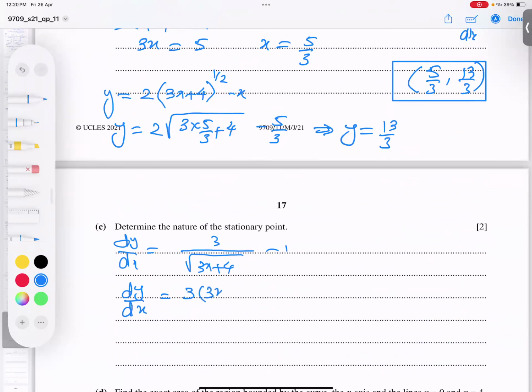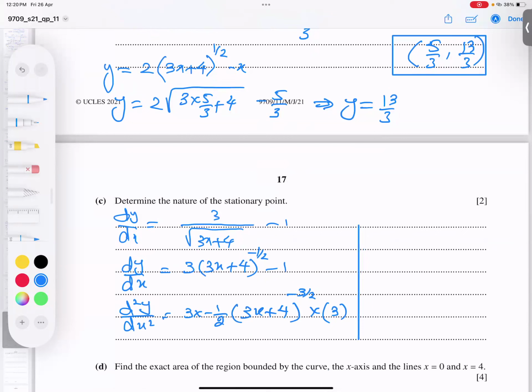So 3 into 3x plus 4 to the power negative half. Now I'm differentiating. And what is the rule of differentiating? The power comes down. So 3 times negative half, and the power 1 less becomes negative 3 by 2. But don't forget the base derivative. This becomes 3, and 4 has 0, and this one has 0. So the second differentiation finally: 3 into 3, 9, and negative 9 over 2, and the power is plus 3 by 2 if I bring it into the denominator.